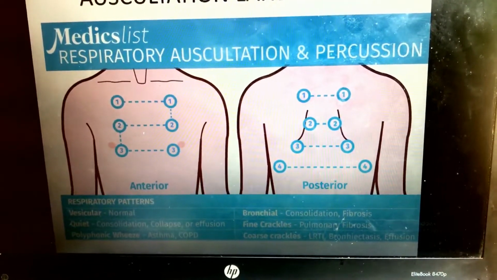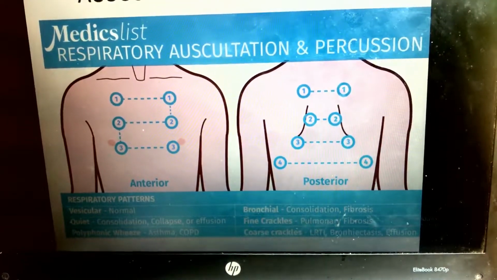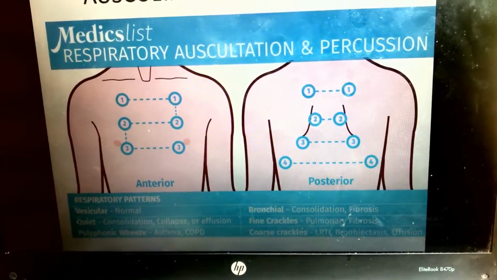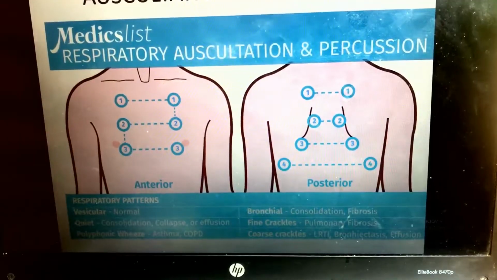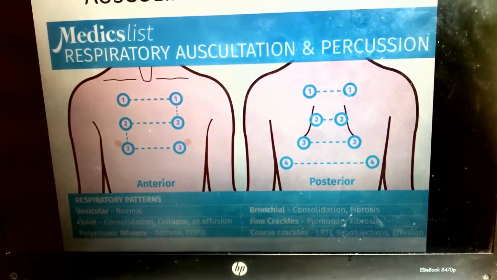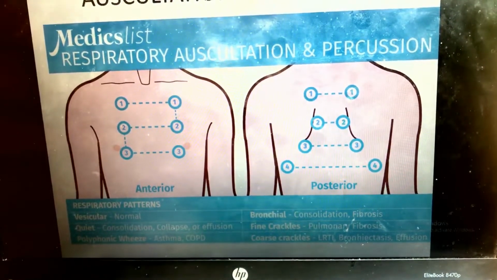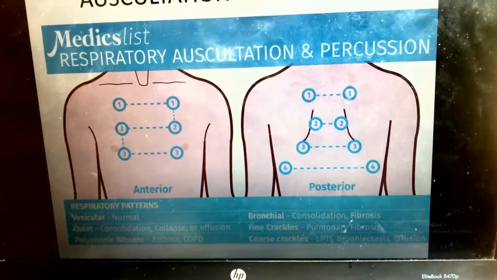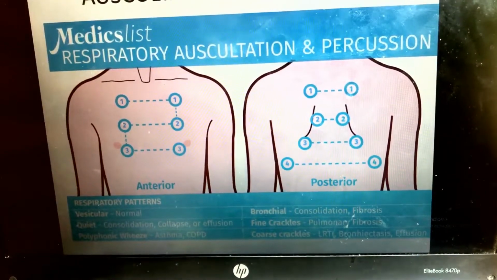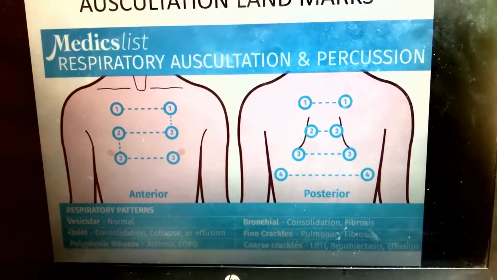Here we have a summary of auscultation. When you want to hear those breath sounds, you can see we auscultate the back and we auscultate the chest. This is the anterior and the posterior, those are the landmarks of auscultation. Maybe we will see them very well in the assessment unit.